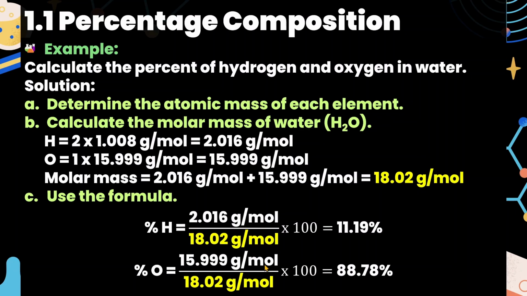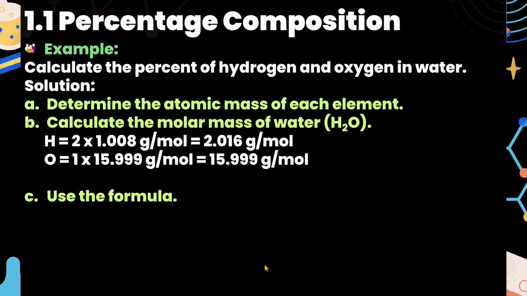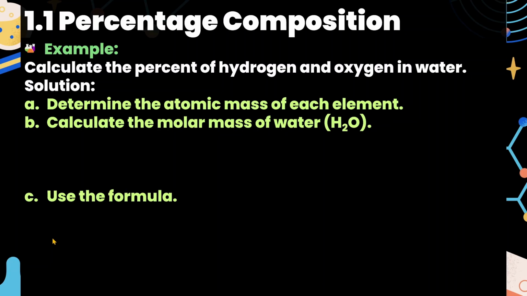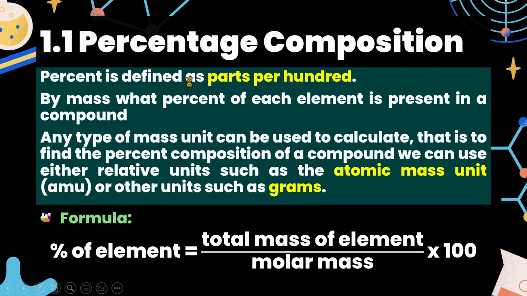The formula is in the numerator, we'll need to get the total mass of element. The total mass of element again is solved by multiplying the atomic mass times the number of atoms in a compound, divided by the molar mass. Okay.